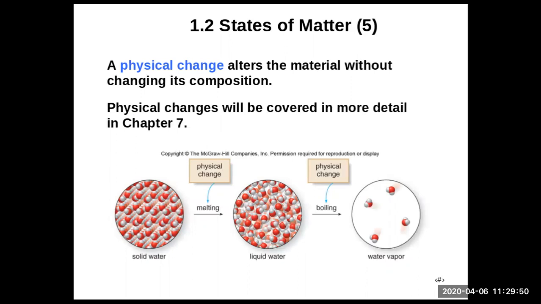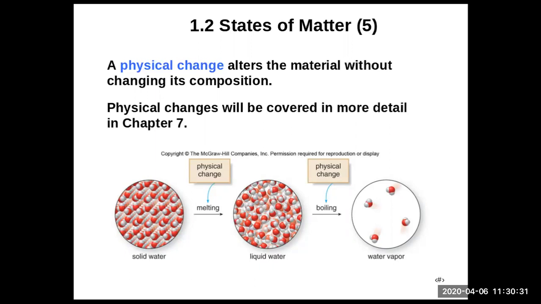So now let's talk about changes. Physical changes. Earlier we were going over physical properties. Now physical changes, it's when you are altering the material without changing its composition. Easy examples that can illustrate that are phase changes, for example, when you're changing a solid into a liquid. Let's look at water. On the left side here, we have solid water. When we are melting it into liquid water, this is a physical change.